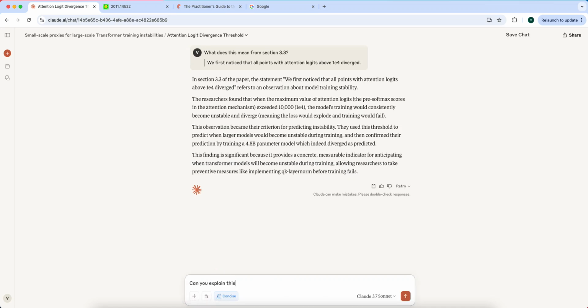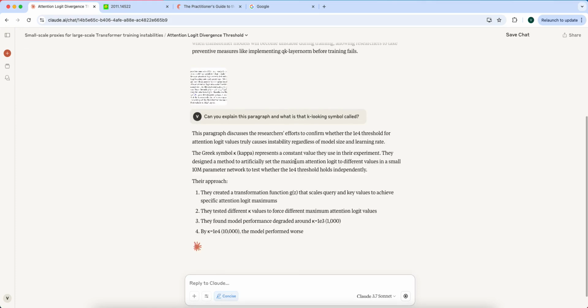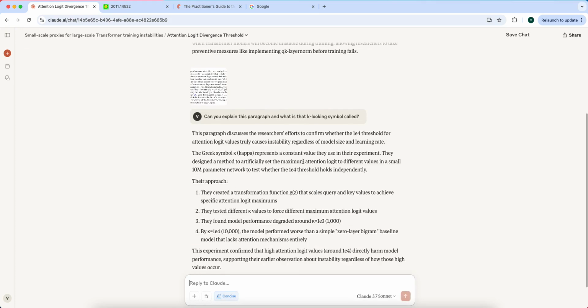Can you explain this paragraph? And what is that working symbol called? Is that psi, maybe? I don't know. It represents a constant value they use. They designed a method to artificially set the maximum attention logit to different values in a small network to test whether the 1e4 threshold holds independently. They created a transformation function that scales query and key values to achieve specific attention logit maximums. They tested different kappa values to force different maximum values.